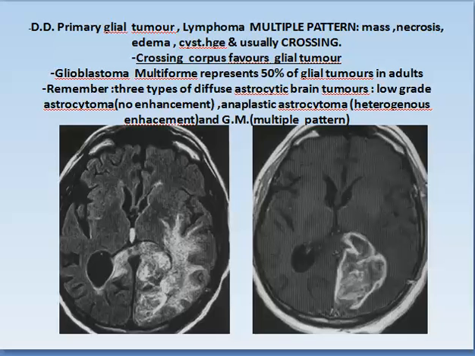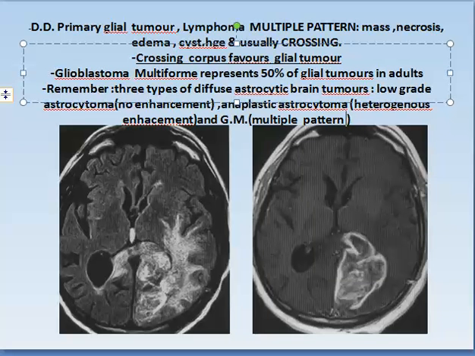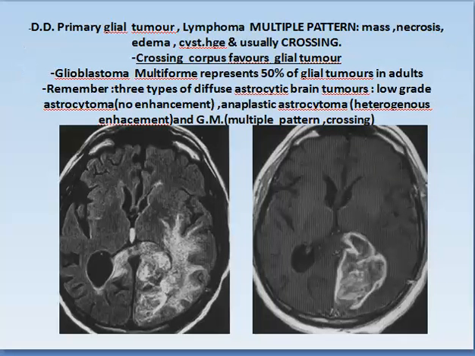And remember that you have 3 diffuse forms. Diffuse means they are infiltrating. According to the WHO, we have 3. The low-grade astrocytoma, you don't have any enhancement. The anaplastic astrocytoma, you get heterogeneous enhancement. And in the glioblastoma multiforme, you have 2 things: multiple pattern plus or minus crossing to the other side.